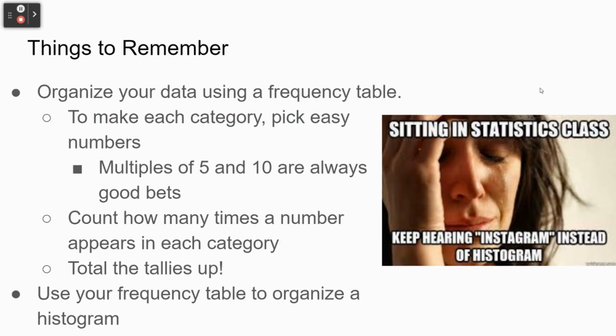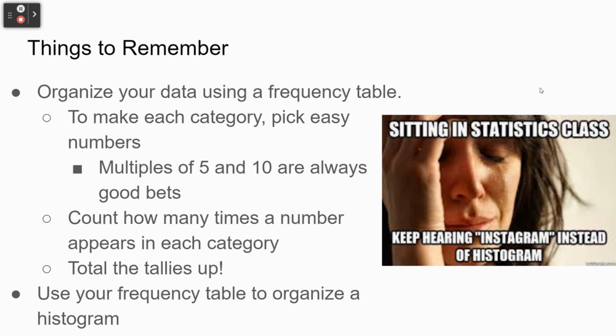So things to remember from this video. Remember to organize your data using a frequency table. To make each category, pick easy numbers. Things like multiples of 5 and 10 are always good bets, but make it work for whatever you need it to. Count how many times a number appears in each category, and then total the tallies up. That's how you make a frequency table.